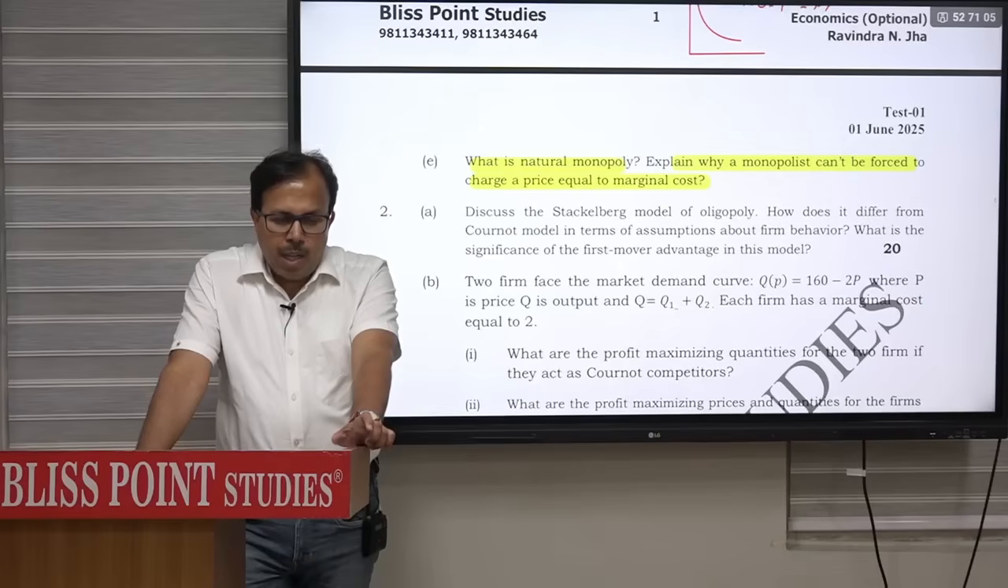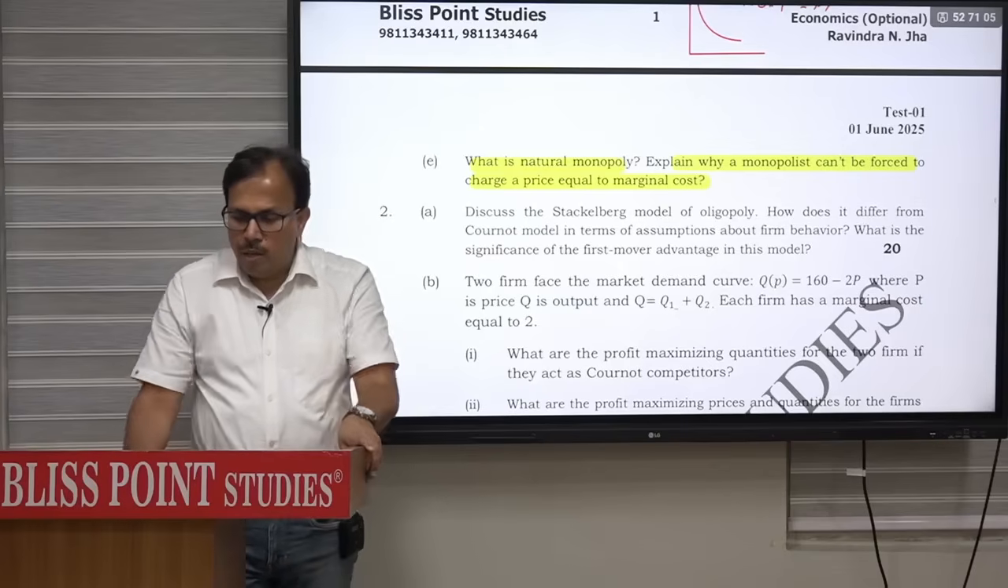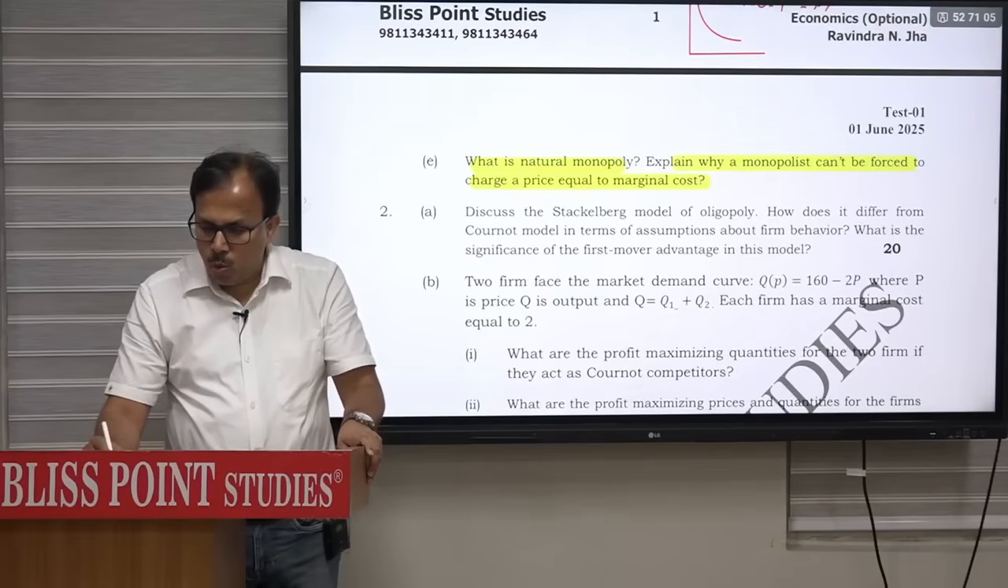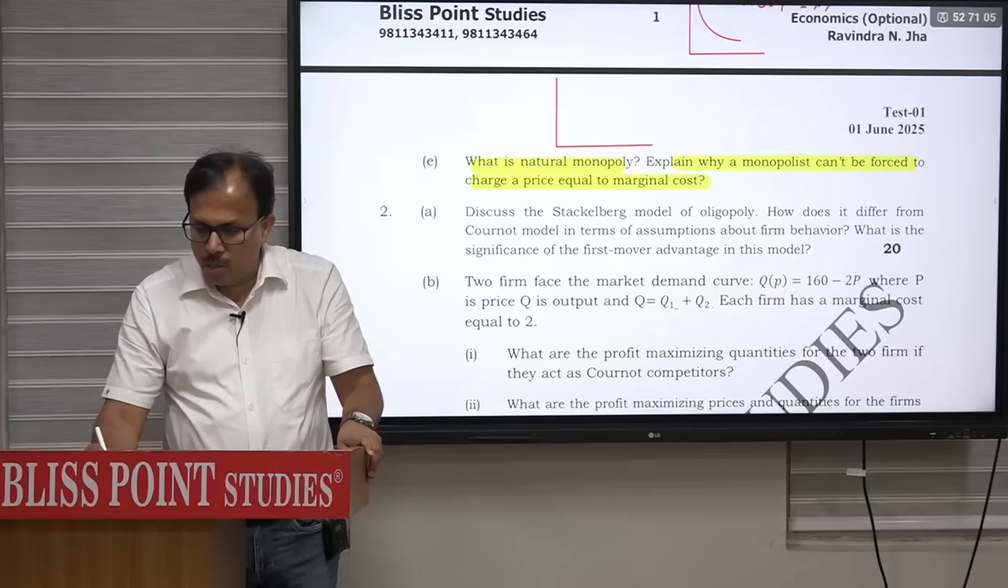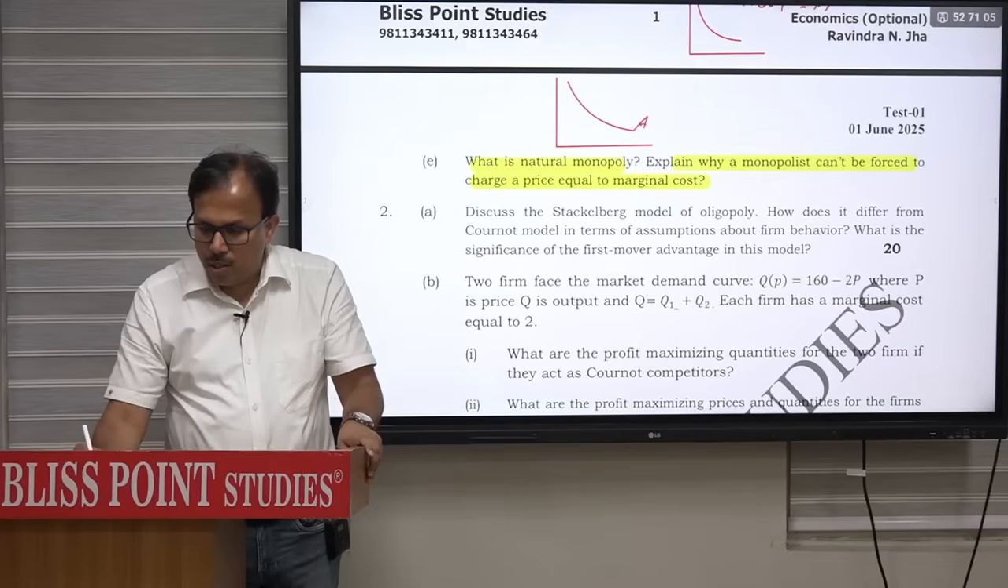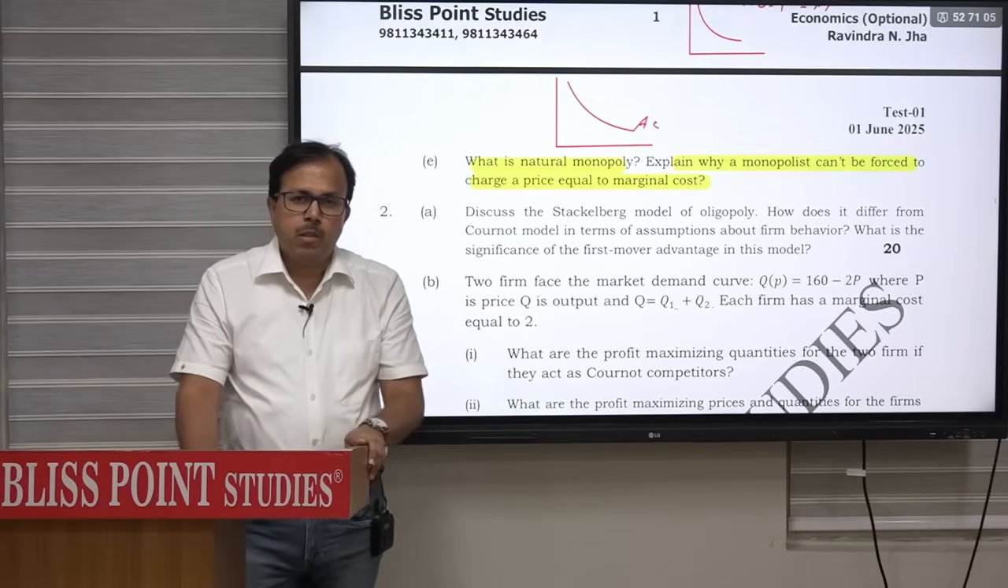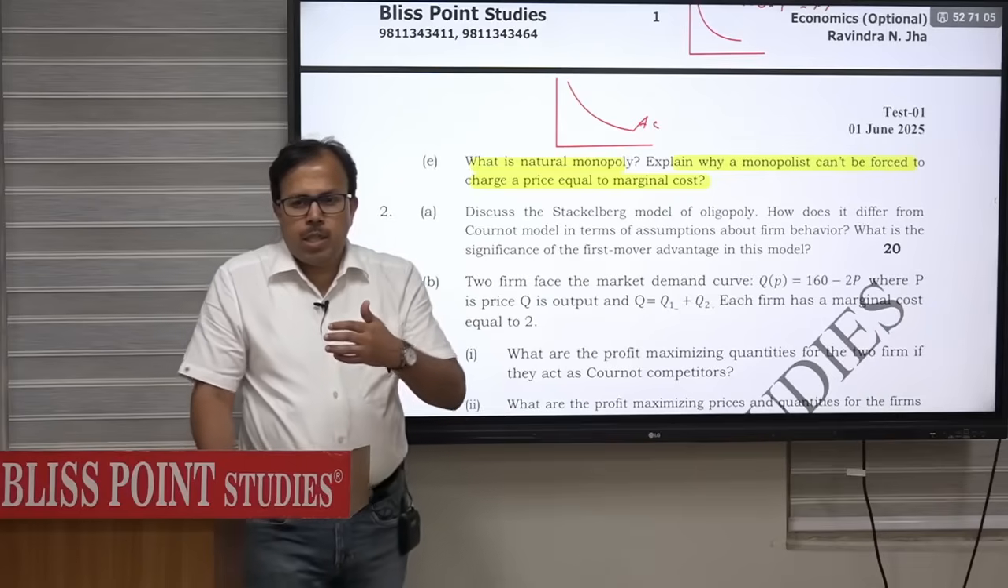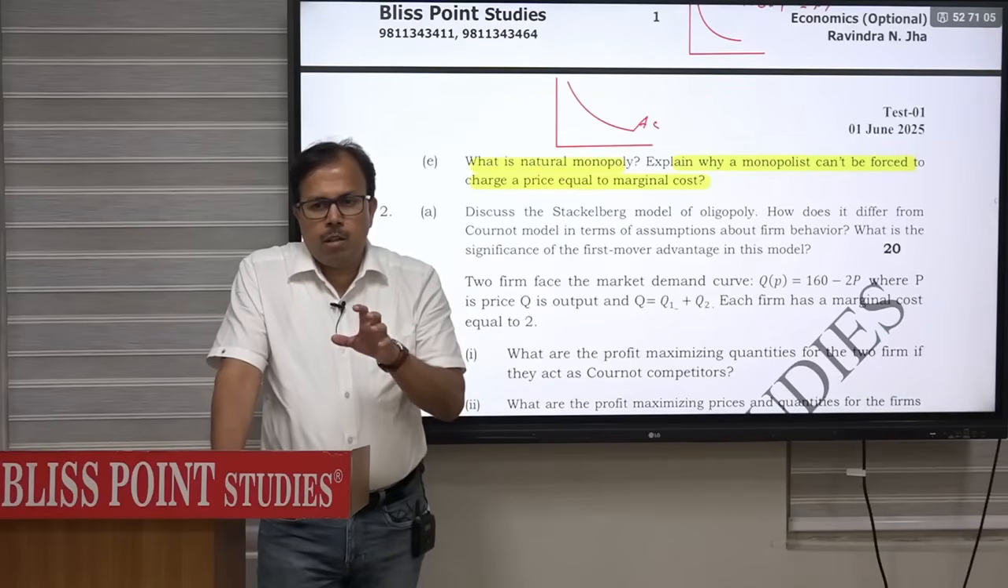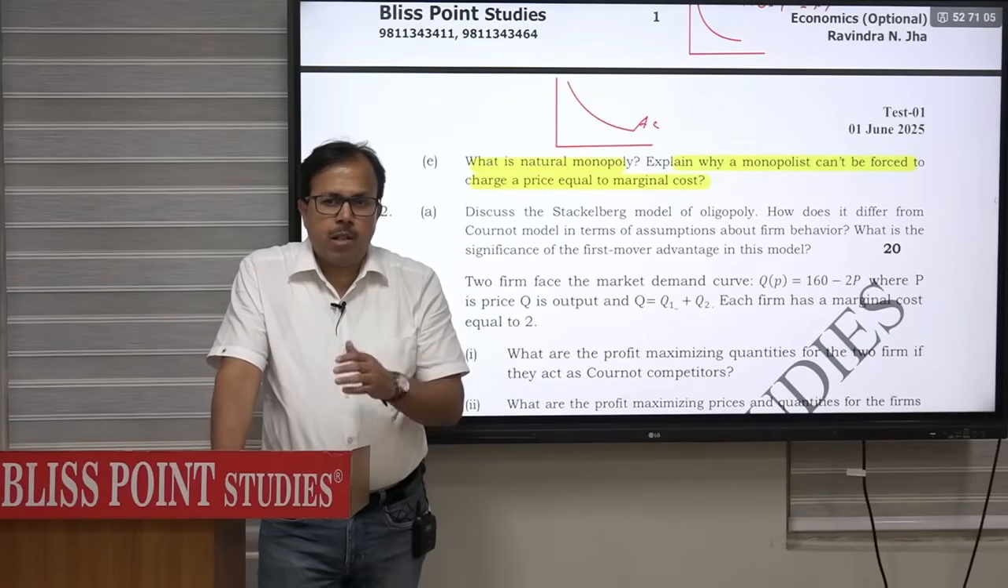So first thing, natural monopoly arises usually in those industries where average cost of production continues to decline for a longer period of time. That means average cost of production continues to decline, which means economies of scale are realized up to a large scale of output. And it can happen in those industries which involve very high initial fixed cost, like construction of metro, railways, water distribution, electricity distribution.